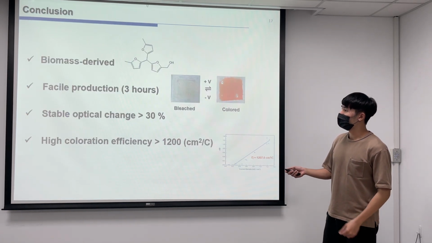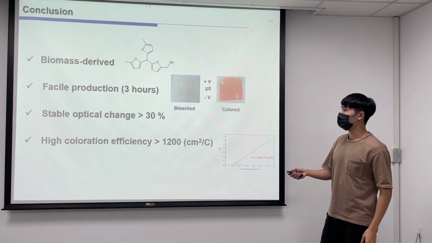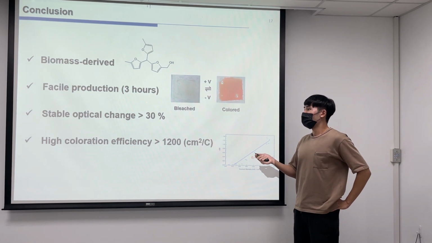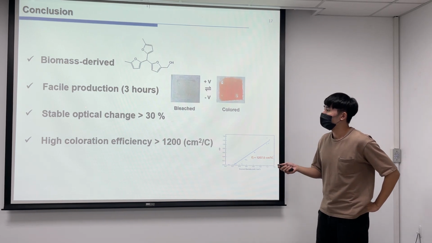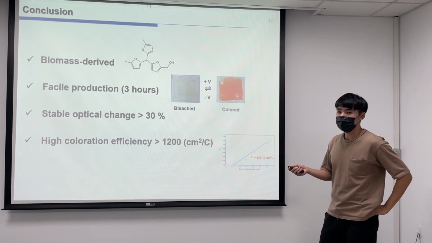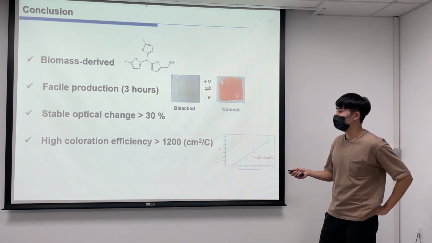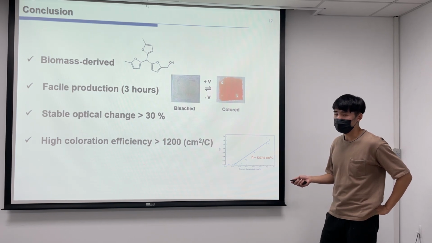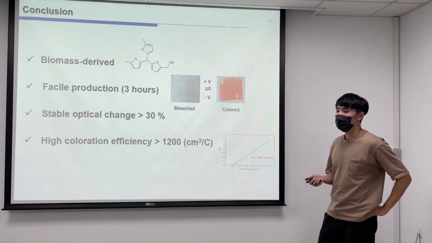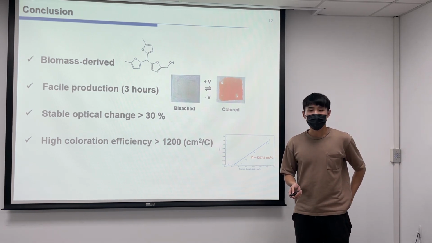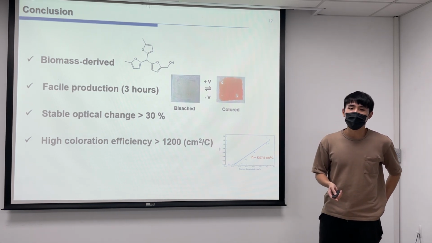Okay, so the best reminder for you is the conclusion: our material comes from biomass, and the facile production is rapid, taking only 3 hours. And stable optical changes reach more than 30%, and high coloration efficiency reaches more than 1,200. That's all of my talk. If you have any questions, feel free to ask me. Okay, thank you everyone.